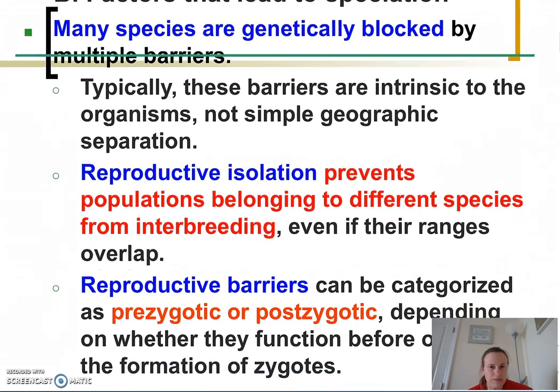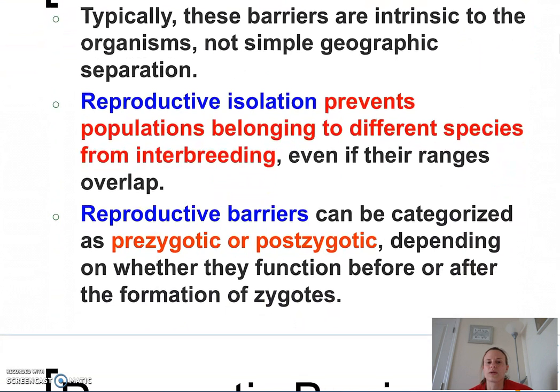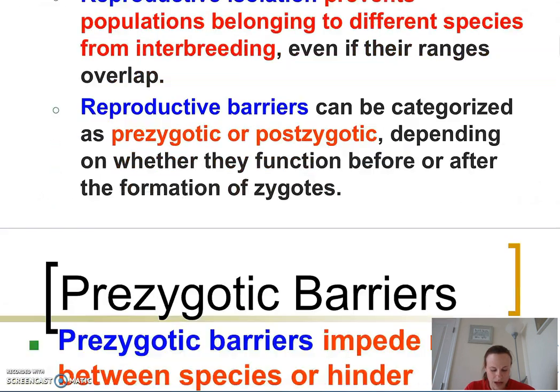The first vocabulary word that we're going to become familiar with is reproductive isolation. Reproductive isolation prevents populations from different species from interbreeding, where these reproductive isolation techniques are called reproductive barriers. And there are two types of reproductive barriers. You've got prezygotic barriers and postzygotic barriers.